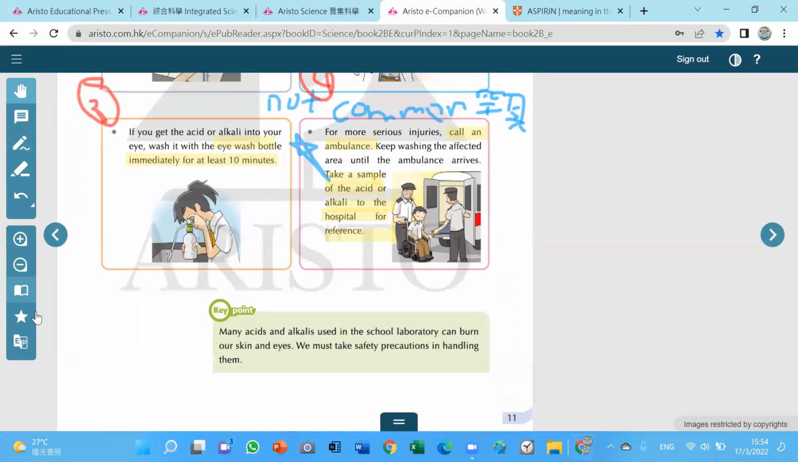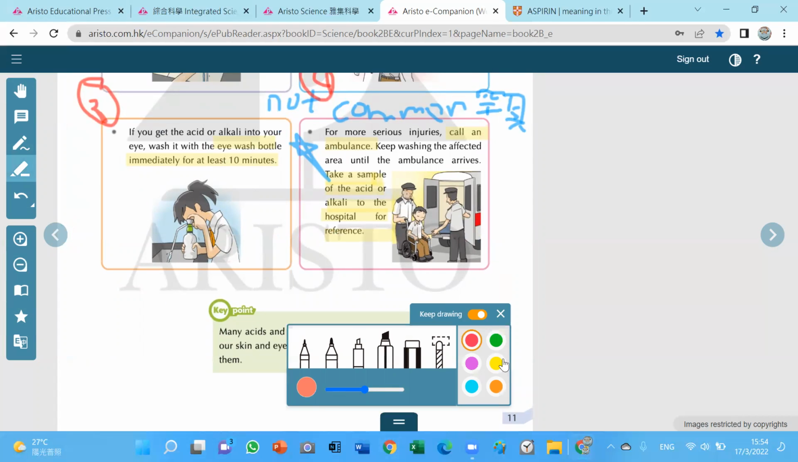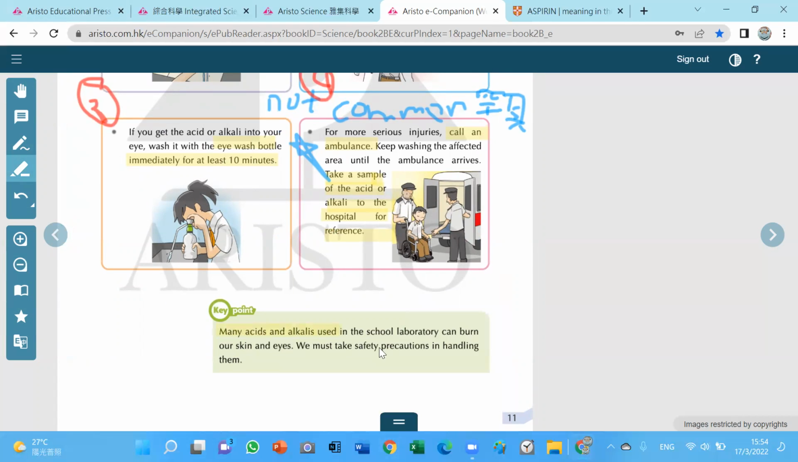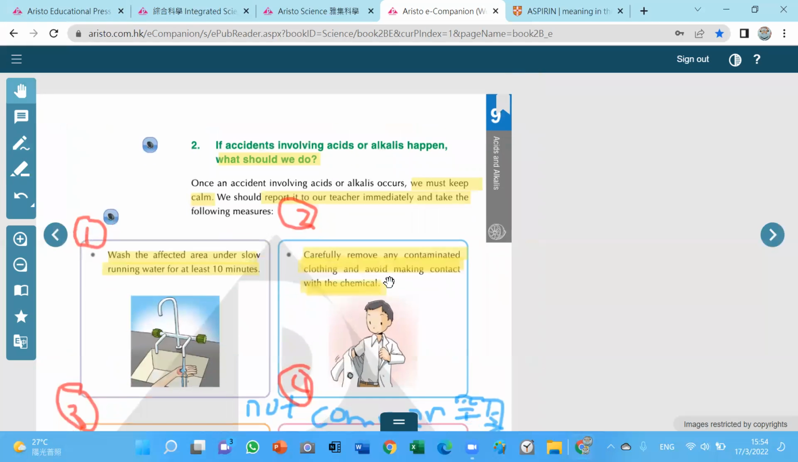Okay, so the last key point, I will underline the key point. Many acids and alkalis studied in school laboratories can burn our skin and eyes. We must take safety precautions in handling them. So any question about the safety precautions? If you have any question, you can PM me in the WhatsApp group, or you can email me also.